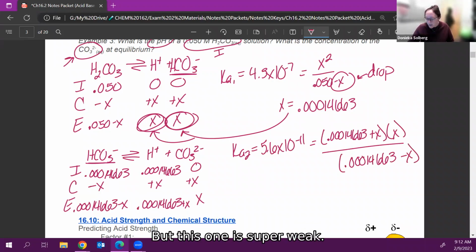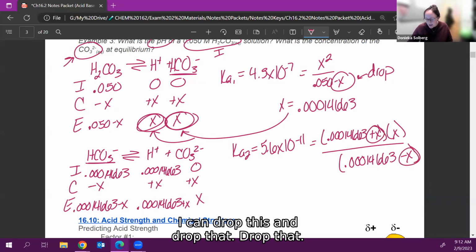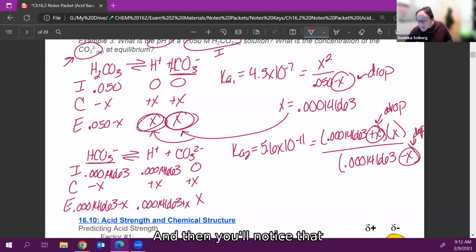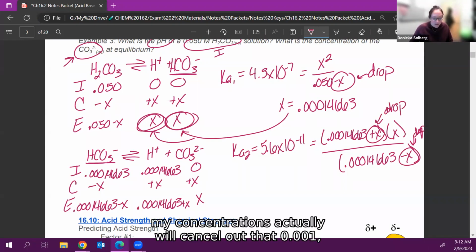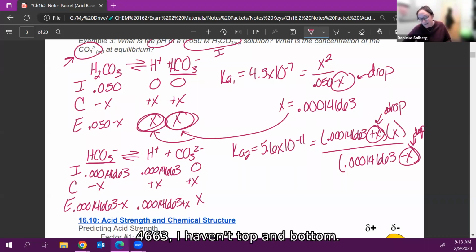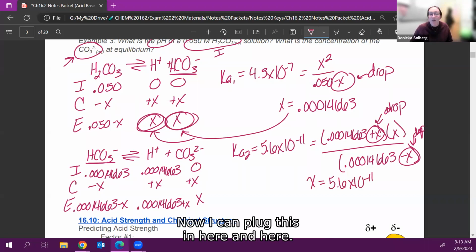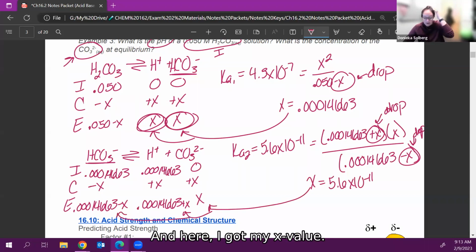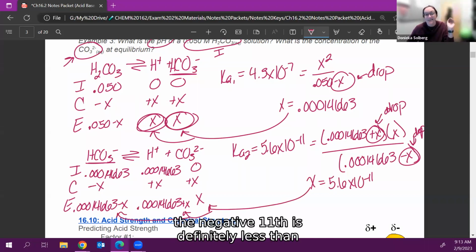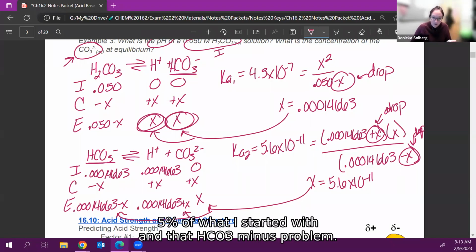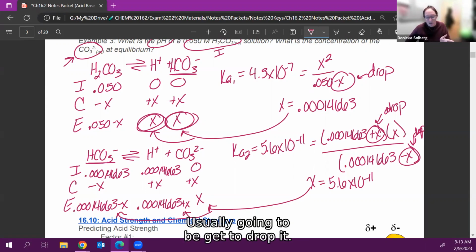But this one is super weak. I can drop this and this. Drop that. Drop that. And then you'll notice that my concentrations actually will cancel out that 0.000146663 I have on top and bottom. So X ends up being my Ka2 value, 5.6 times 10 to the negative 11. Now I can plug this in here and here and here. I got my X value. Now 5.6 times 10 to the negative 11th is definitely less than 5% of what I started with in that HCO3 minus problem, so I'm totally good to drop it. Again, usually going to be good to drop it.